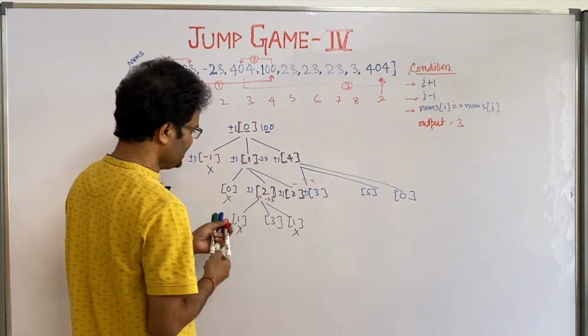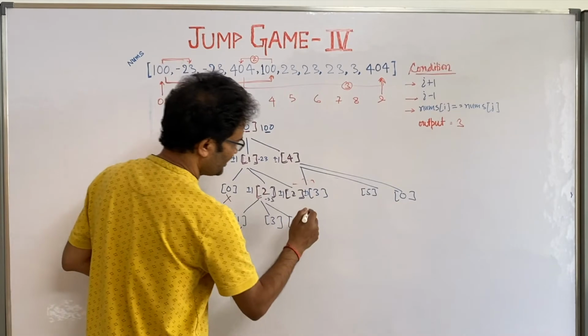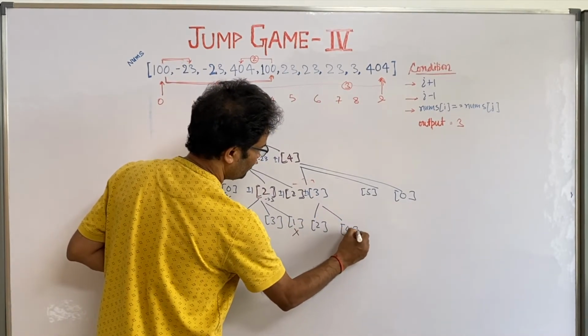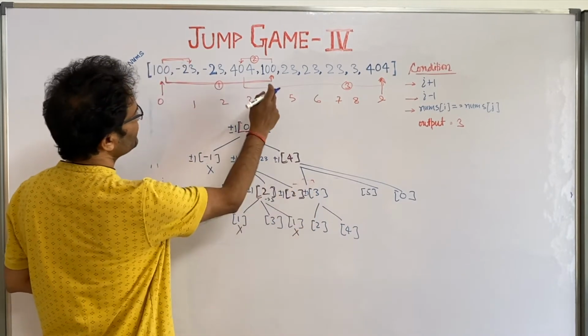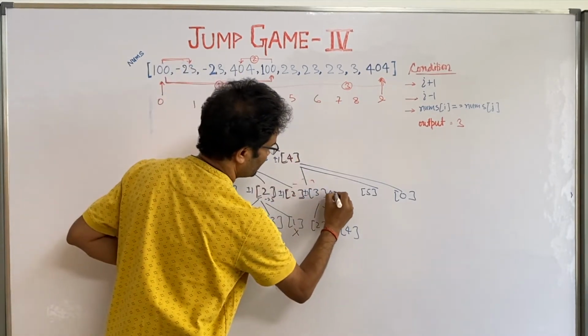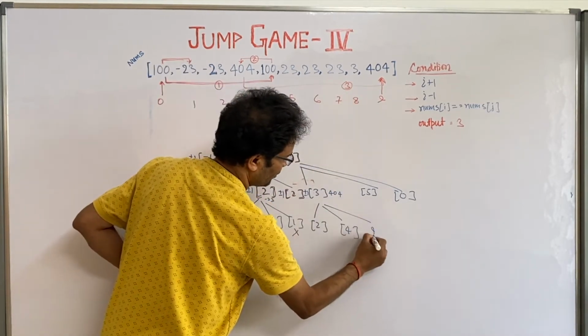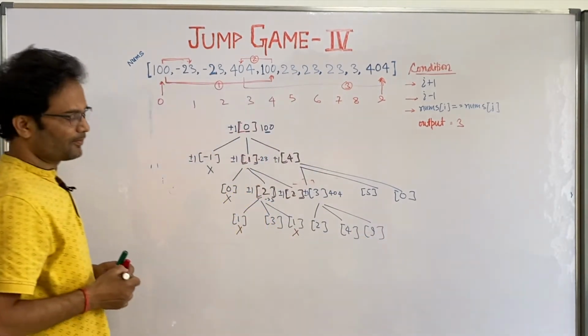From here, if you see 3, plus or minus 1, so 2 and 4. And what is the value of 3? 404. Which index is 404? Index 9. So we should also come to the 9th index.